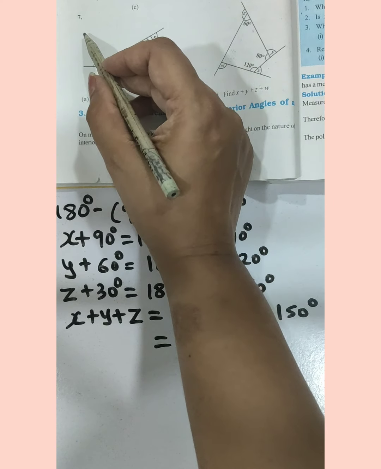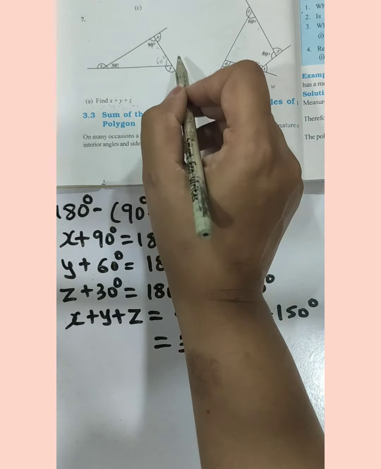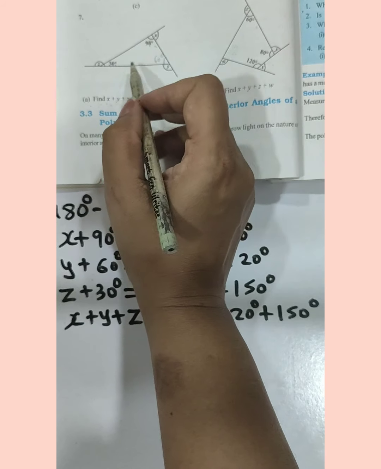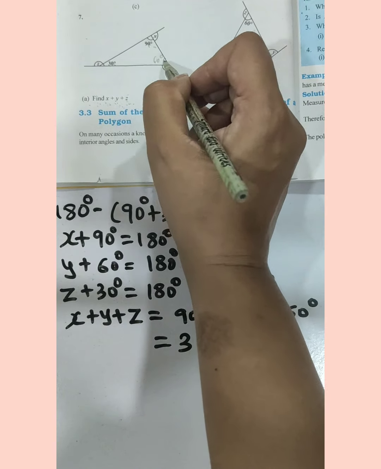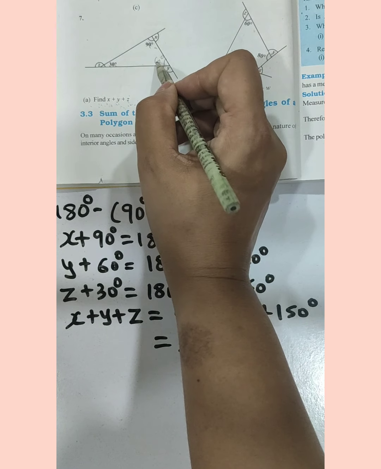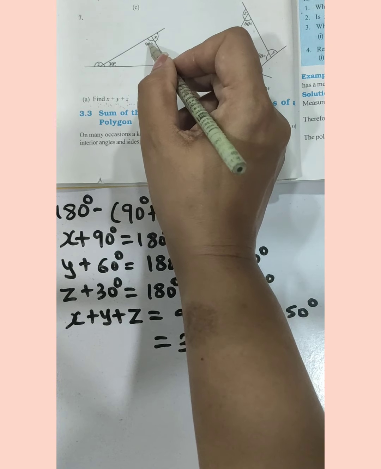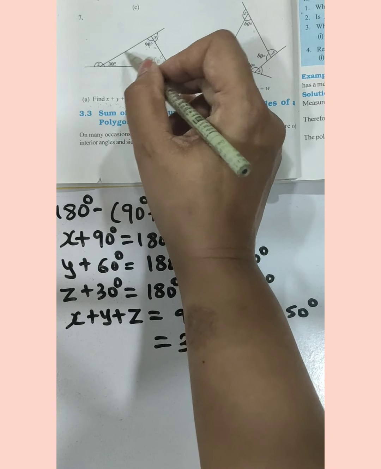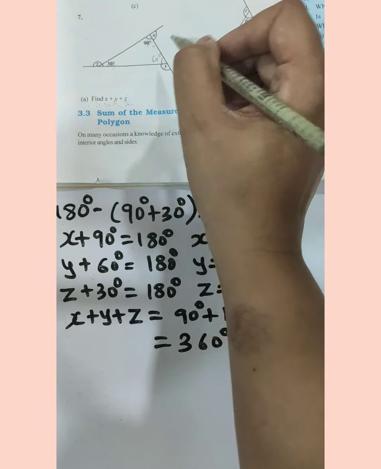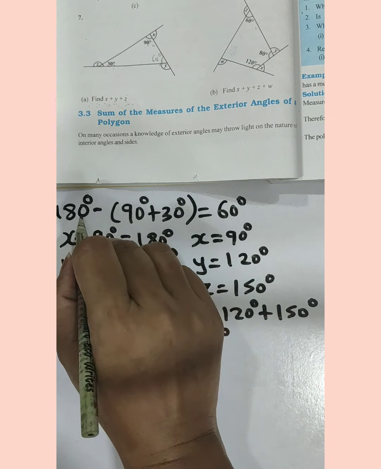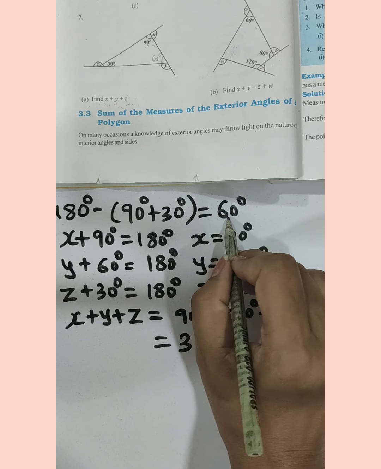We are going to start with question 7. One figure is given to you and you have to find the value of x plus y plus z. So for this you need to find the value of x, y and z. Now if you observe the figure, it is forming a triangle. So according to the angle sum property, the sum of all the three angles will be 180. Now two angles are already given, 30 degrees and 90 degrees, so you can find the third angle. If I subtract 90 plus 30 from 180, I am going to get 60 degrees.